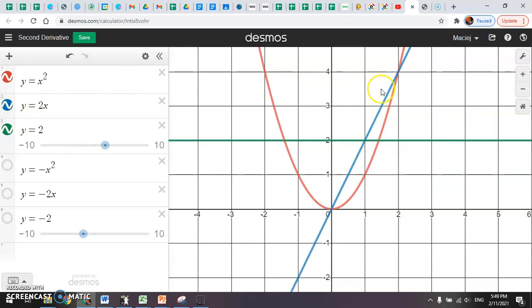And look at the blue one. The blue one is a line. It has a constant slope, and that slope is 2. We can see rise 2 over 1, rise 2 over 1. And so this green one represents the slope of the blue one, and it is always 2.